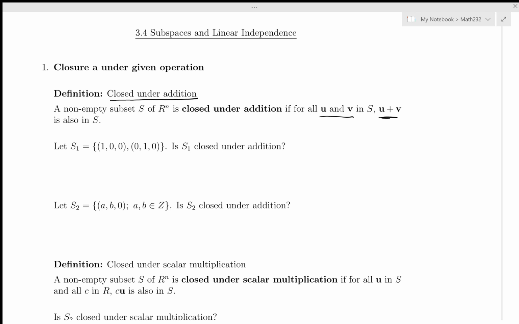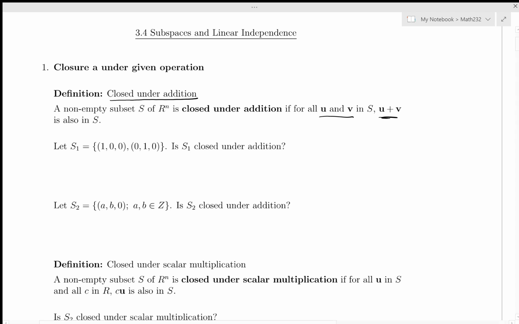Here's a set, S1, that has two vectors in it, (1, 0, 0) and (0, 1, 0). Is it closed under addition? That would mean that if I add any two vectors in S1, I would end up with a vector still in S1.